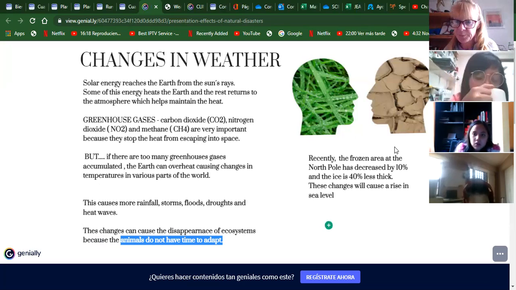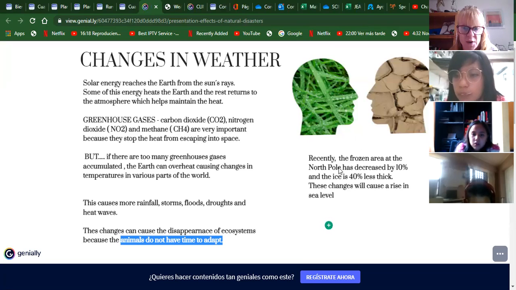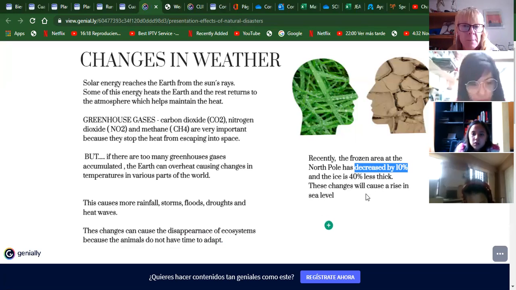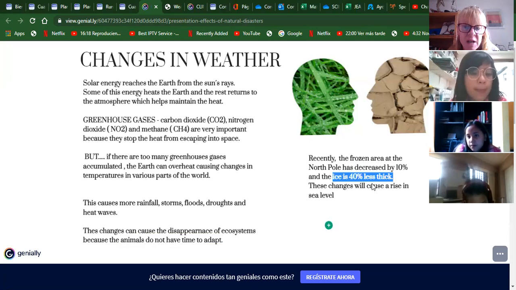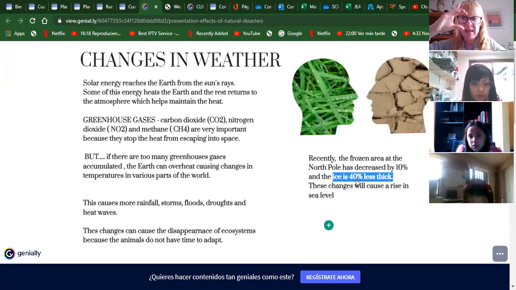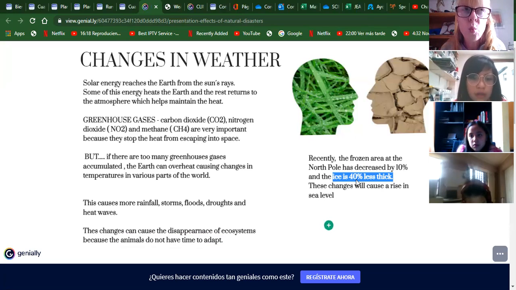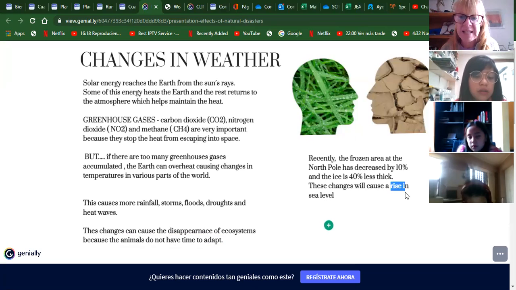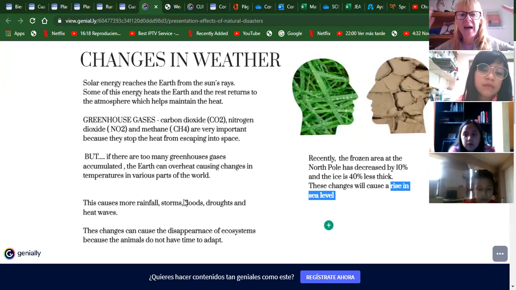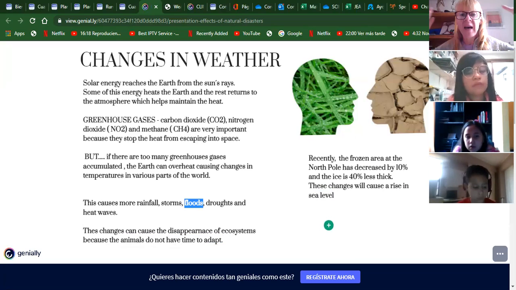Here's a bit of information. In the North Pole, because of changes in temperature, the frozen part of the North Pole, la parte congelada, has decreased by 10%. 10% de la parte congelada del Polo Norte ha derretido, okay? Okay, so 10% no parece mucho, pero también the ice is 40% less thick. Ha perdido 40% de su espesor. Antes fue así, and now it's like this. What can happen? It can cause a rise in the sea. So the sea level can come up. Uy, what can that cause? It can cause floods. Okay, remember, it is all connected.